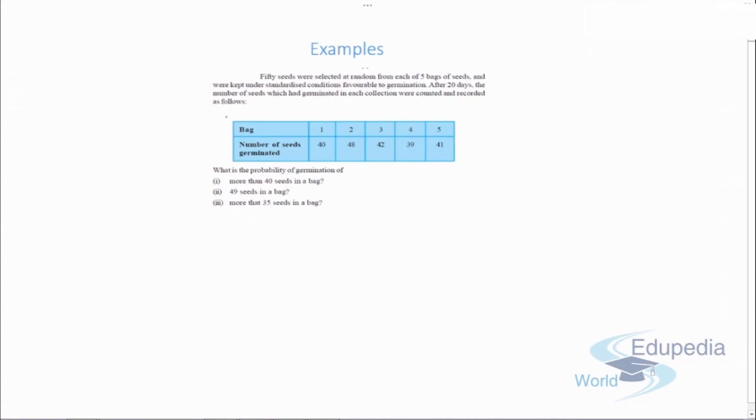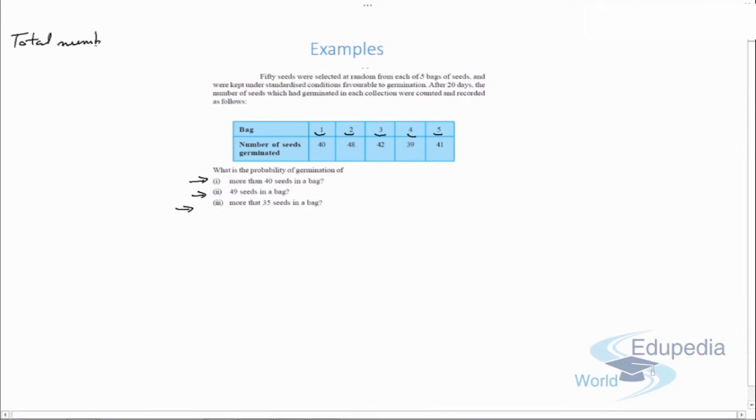The example says that 50 seeds were selected at random from each of 5 bags of seeds and were kept under standardized conditions favorable to germination. After 20 days, the number of seeds which had germinated in each collection was counted and recorded as follows. The bags are given: first bag, second bag, third bag, fourth bag, fifth bag, and these are the numbers of seeds germinated. Now we need to find the probability of germination of more than 40 seeds in a bag, 49 seeds in a bag, and more than 35 seeds in a bag. Let's see how we can solve this question.